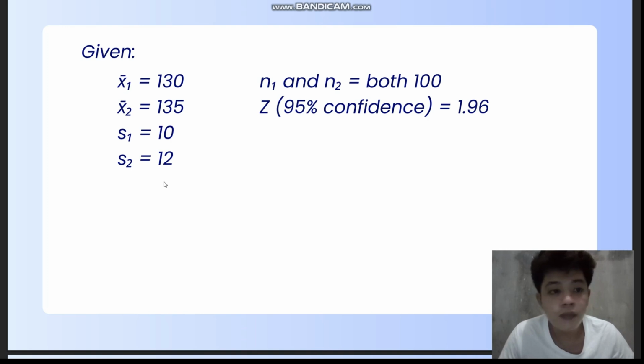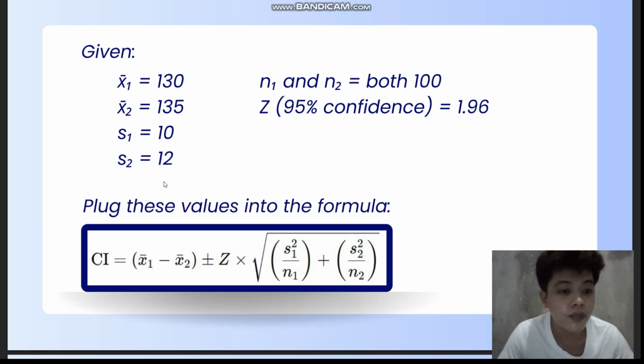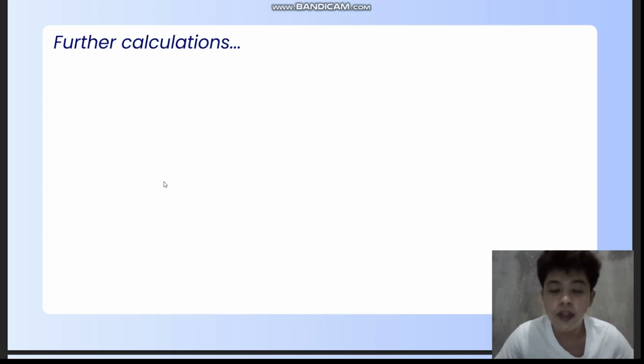From our problem, we have the following given. x bar sub 1 is equal to 130, x bar sub 2 is equal to 135, s sub 1 is equal to 10, s sub 2 is equal to 12. Both n sub 1 and n sub 2 are 100, and the z-score for the 95% confidence is 1.96. By plugging these values into the formula of the confidence interval, we have this calculation.